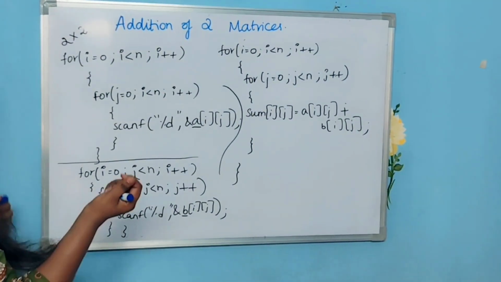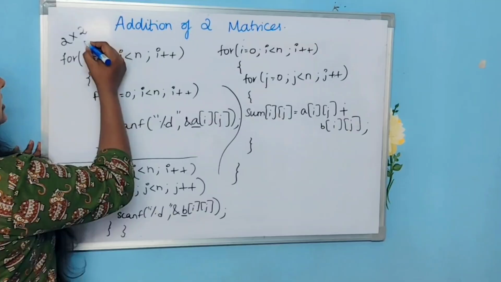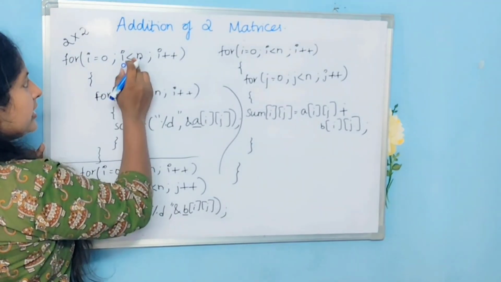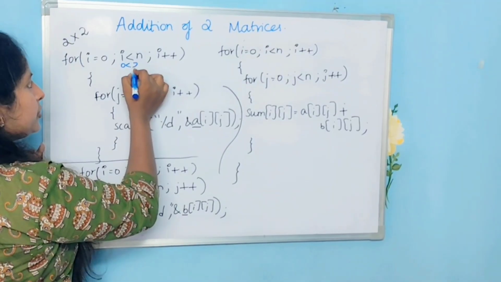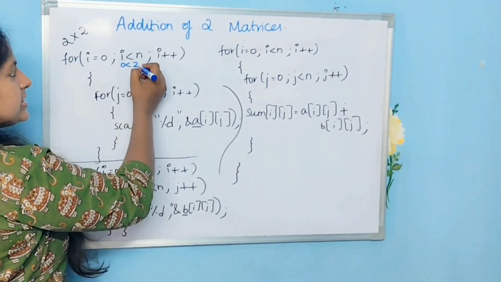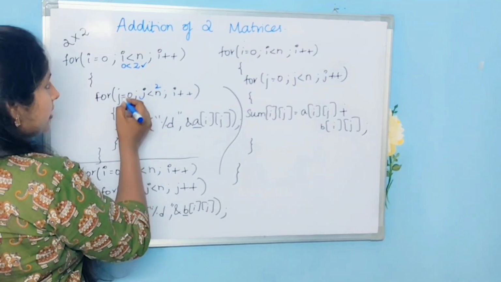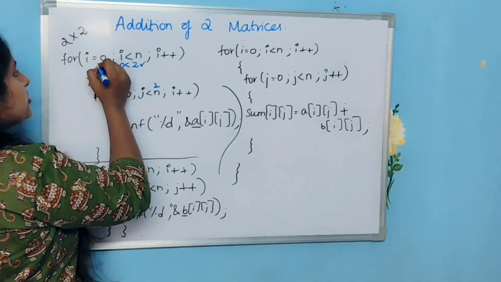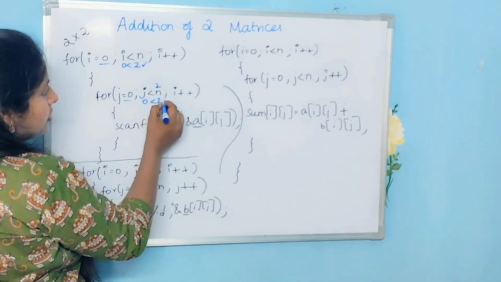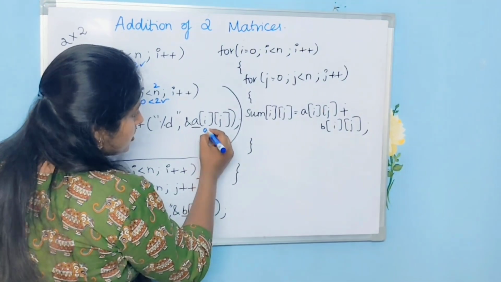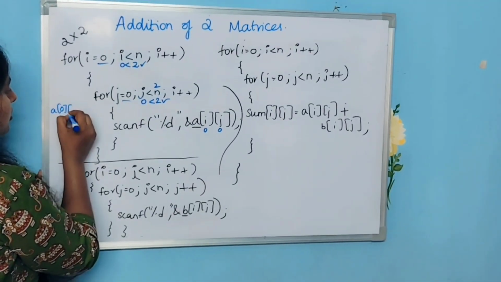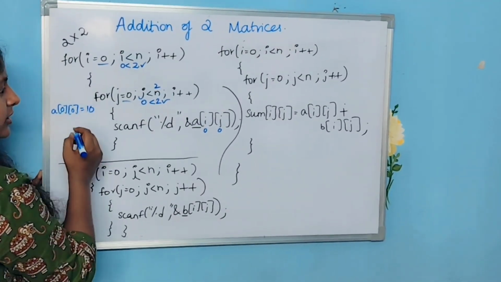First, my array size is 2 by 2. So i equals 0. 0 is less than n. My n value is 2 since I need 2 columns and 2 rows. So 0 is less than 2, condition true. So i equals 0, j equals 0. 0 is less than 2 again, condition true. So now a of 0, 0. I want to store elements in a of 0, 0. Say it is 10.